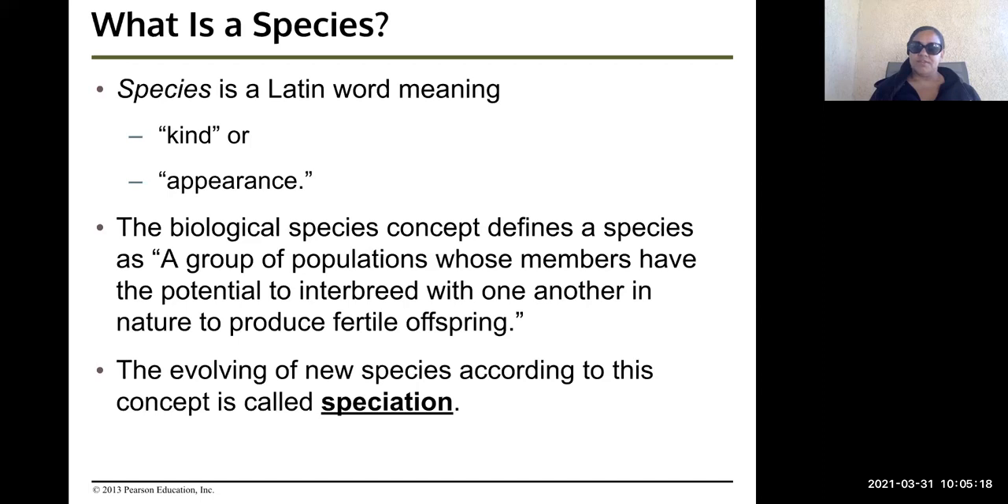So the evolving of new species according to this concept is called speciation. So when two organisms grow so far apart that they cannot interbreed or they can't produce fertile offspring anymore together, they are considered two separate species.